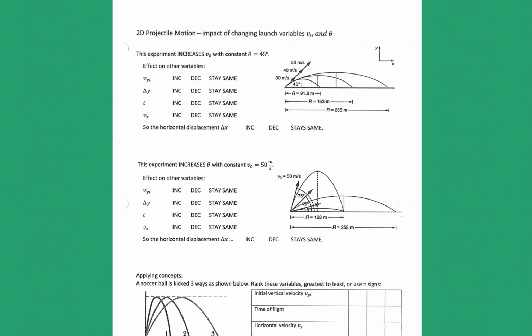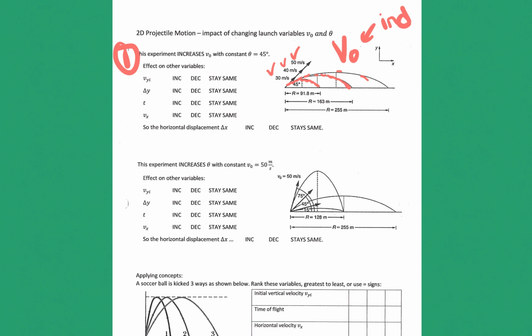So the first question on page number 24 is all about the V naught. What happens to the flight, the dependent variables, if the V naught is the independent variable, the variable you change? We have a scenario with 30, 40, and 50 meters per second, and you can see that each one has a different trajectory.